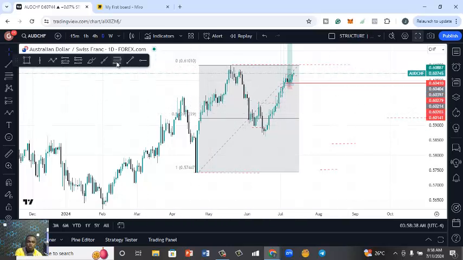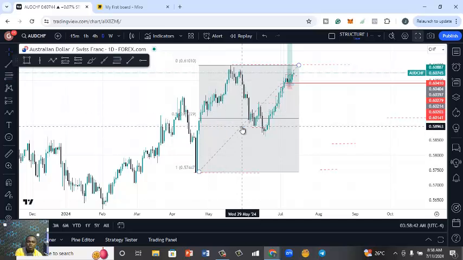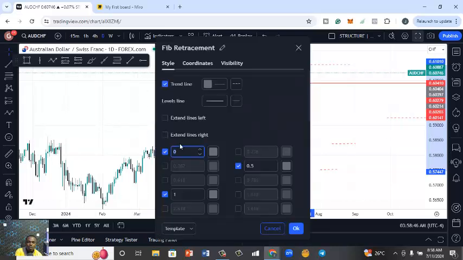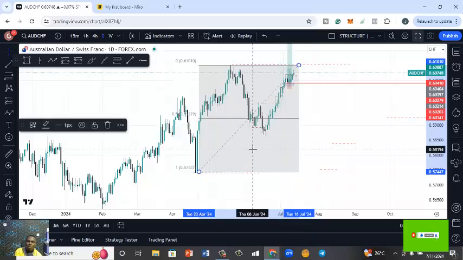When you get your Fib tool, simply edit all of the values in it. Turn off all of the values and only turn on 0, 1 and 0.5. That's all you need in your Fibonacci tool. The 0.5 is the midpoint, the 0 is the starting point, and the 1 is the ending point. So you have just these 3 indications.